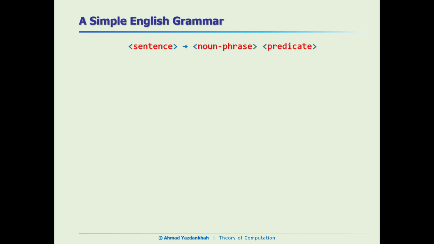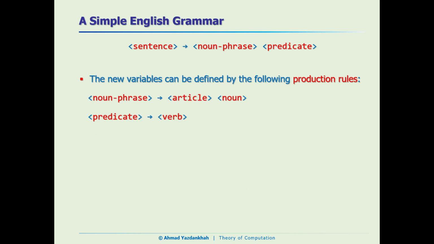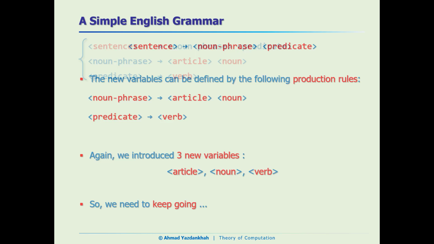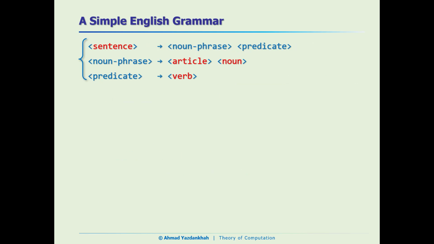So far we have this, right? And we need to define these variables. We define a noun phrase as an article followed by a noun. That's why we call it a noun phrase. And how about the predicate? Predicate is defined as a verb. Now we introduce three new variables: the article, the noun, and the verb. So again, let's keep going. So far, we have these production rules.